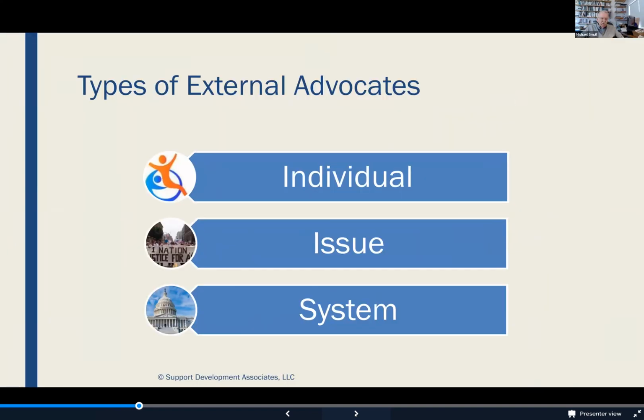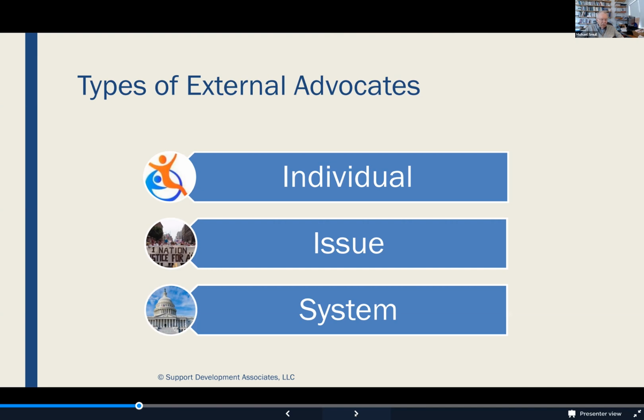So as we think of external advocates, people outside of the system, it's helpful to think of them as focusing on one of three areas: either working for individuals, working on an issue, or working on the system. And if we look at each one, you can see their power and how we can support them.